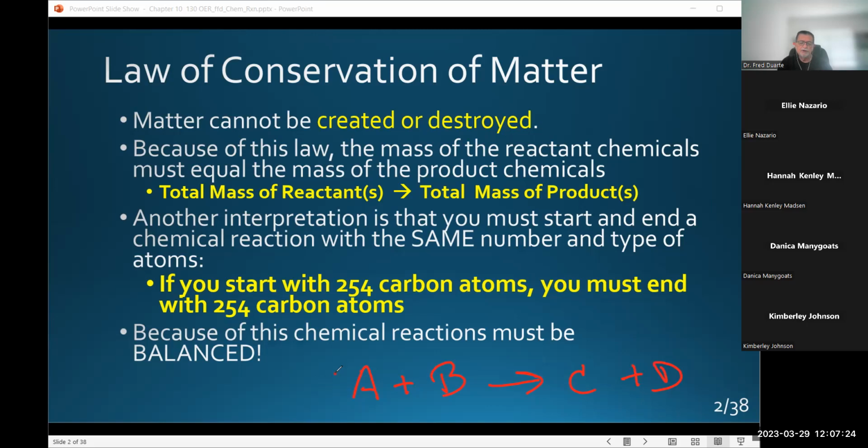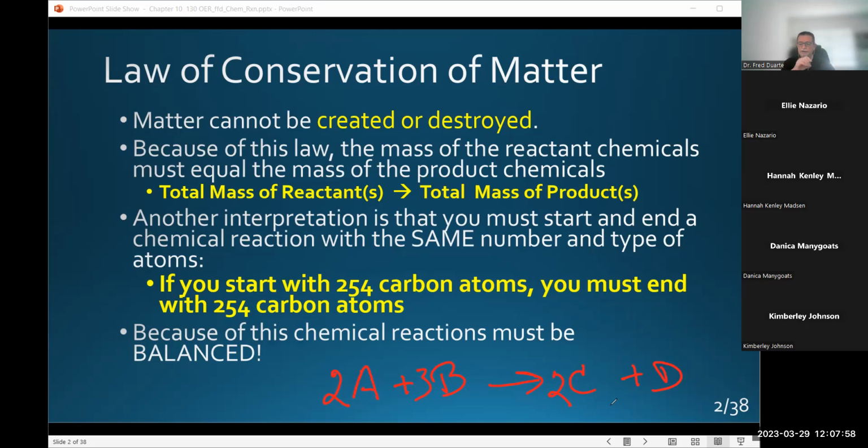But maybe we needed 2 molecules of A. I'm not talking about grams. I can use grams or molecules, but let's talk about molecules. If I started off with 2 molecules of A, maybe that required 3 molecules of B for this reaction to proceed. And when everything was done, we may have ended up with 2 molecules of C and maybe just 1 molecule of D.